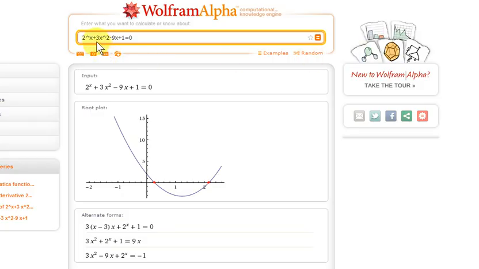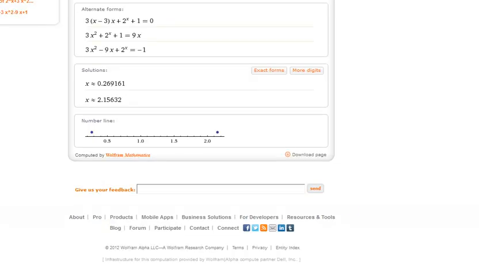If you want to see the exact solutions of this equation, you could type it in here. Here we have 2 to the power of x plus 3x squared minus 9x plus 1 equals 0. So here's the input, and if we scroll down here, we can see the two solutions. Now, I got 0.25, well, the correct answer is actually 0.269. And I also got 2.15, well, here we have 2.156. So the values that we have are accurate to 1 decimal place actually.